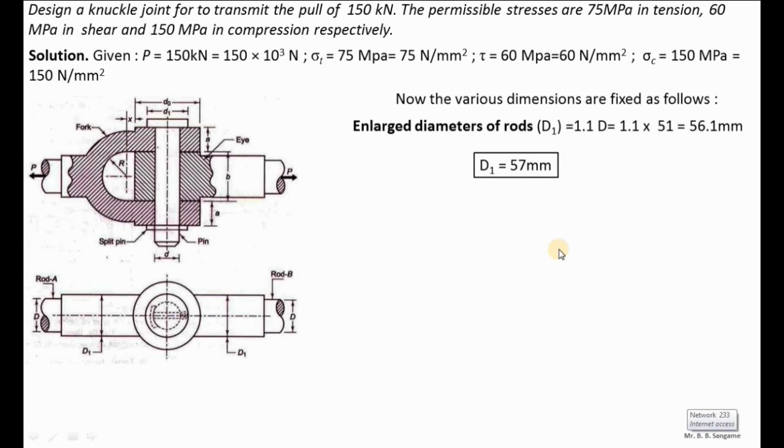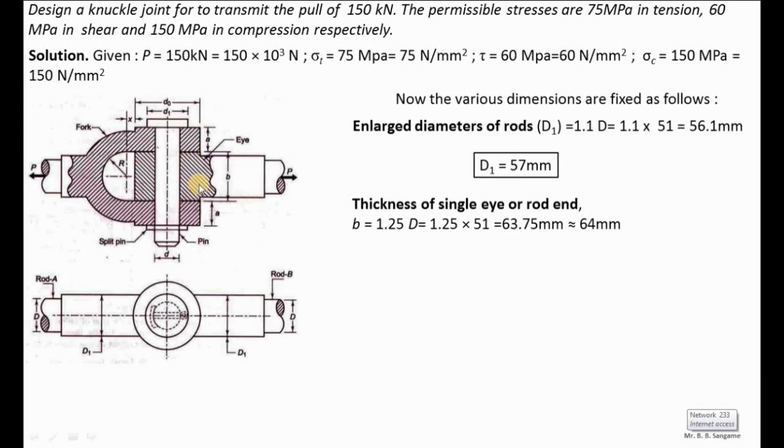Next I am going to calculate the thickness of eye, the thickness of single eye, which is represented by B, and as per the empirical relation, B is 1.25 times the diameter of rod. So B is equals to 1.25 D. In the problem we have calculated the diameter, and diameter is 51 mm. For the diameter of 51 mm, the thickness of eye will be 64 mm. Actually, as per the calculation, it is 63.75, so I have rounded it to the next digit of 64 mm.